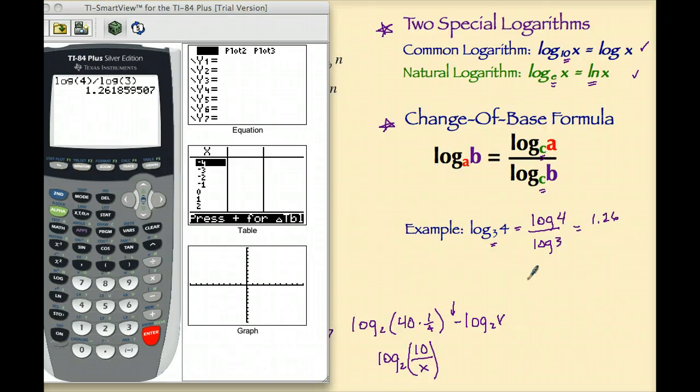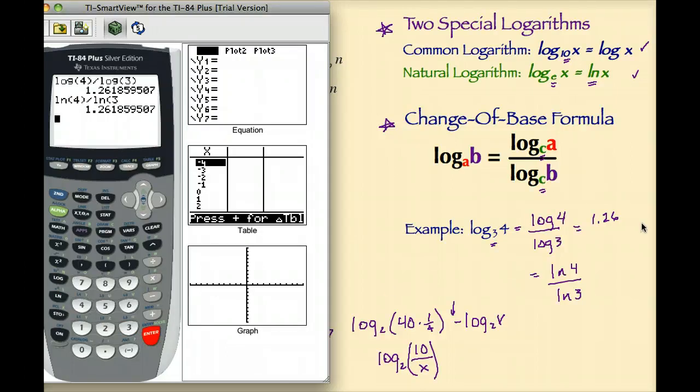Now you might be wondering, well, could I have used the other button on my calculator, ln? Why, sure you can. What if we had done ln of 4 over ln of 3? Remember, you can change it to whichever base you want here. Let's see how that would work. Natural log of 4 divided by natural log of 3. And notice we get the same answer. And so either of those buttons will work, but you'll have to use your change of base formula to access them.